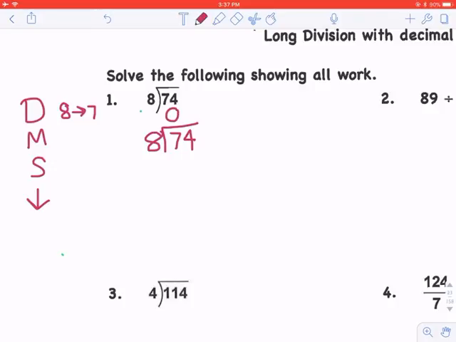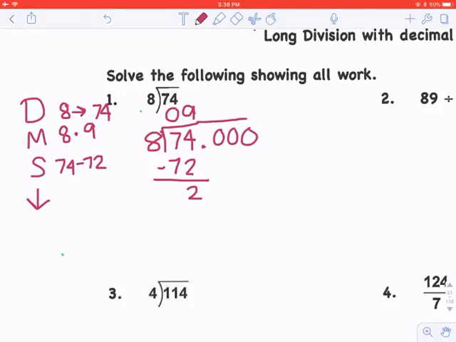So I can actually just move on to the second column right now because I wasn't able to do anything in the first column. So now instead of asking how many times does 8 go into 7, I'm going to be asking how many times does 8 go into 74. 8 goes into 74 9 times. So now I'm going to do 8 times 9, which is 72. I'm going to subtract 74 minus 72. That gives me 2.